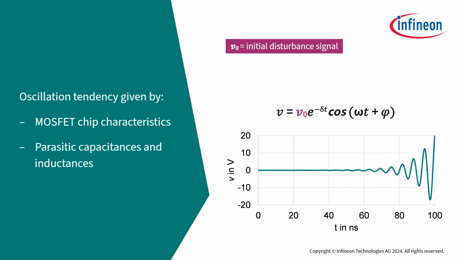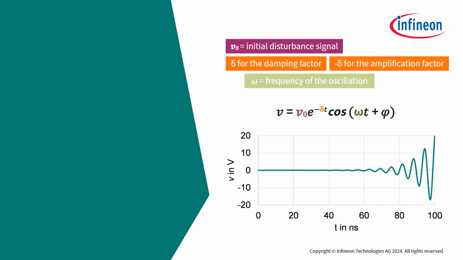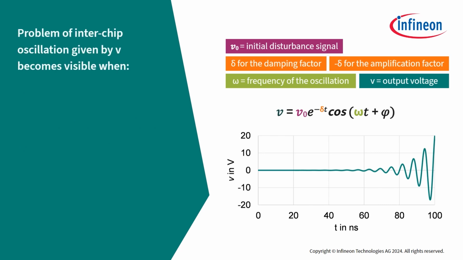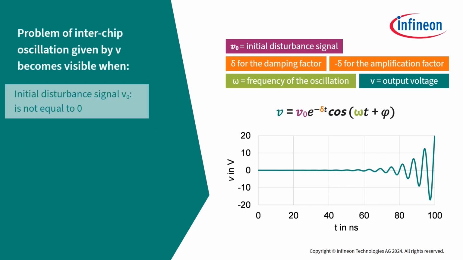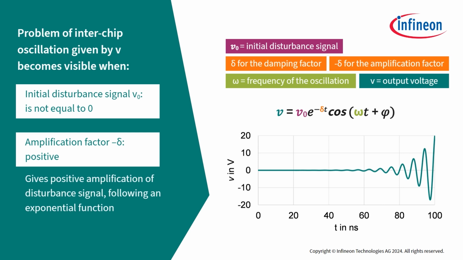in the circuit. It can be modeled with the term delta for the damping factor or minus delta for the amplification factor. Omega in the equation describes the frequency of the oscillation. The problem of inter-chip oscillation, given by V, or output voltage, becomes visible when an initial disturbance signal V0 is not equal to 0 and the amplification factor minus delta is positive, which gives a positive amplification of the disturbance signal, following an exponential function.